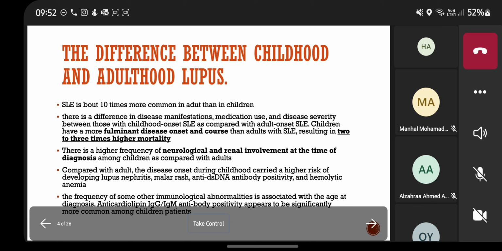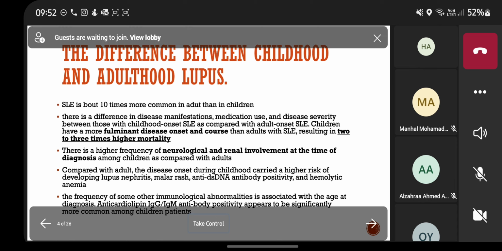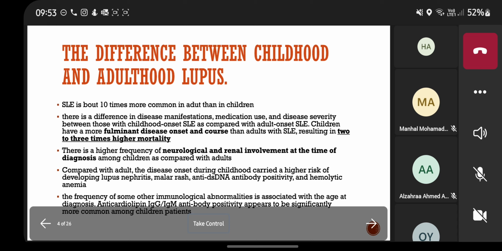SLE is about 10 times more common in adults than in children. There are differences in disease manifestation, medication use, and disease severity between those with childhood onset SLE as compared with adult onset SLE. Children have a more fulminant disease onset and course than adults with SLE, resulting in 2 to 3 times higher mortality.